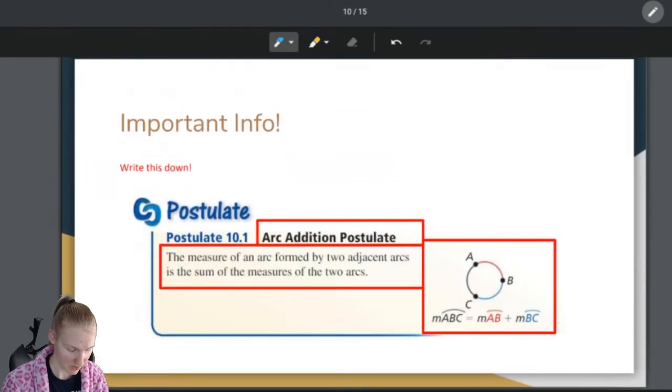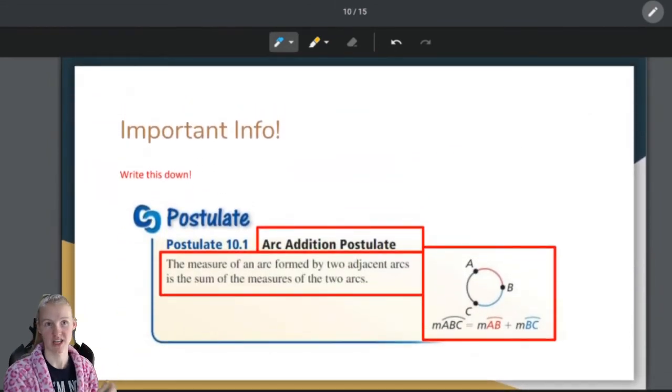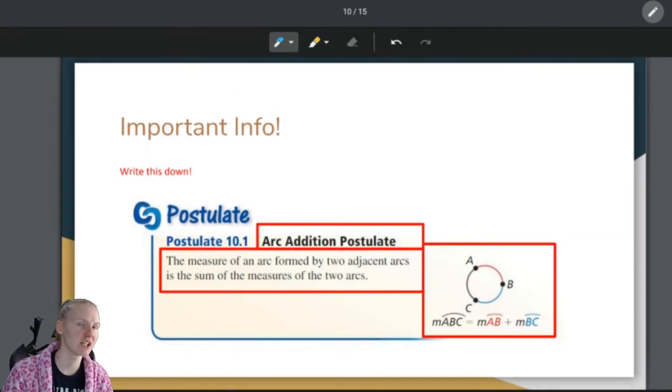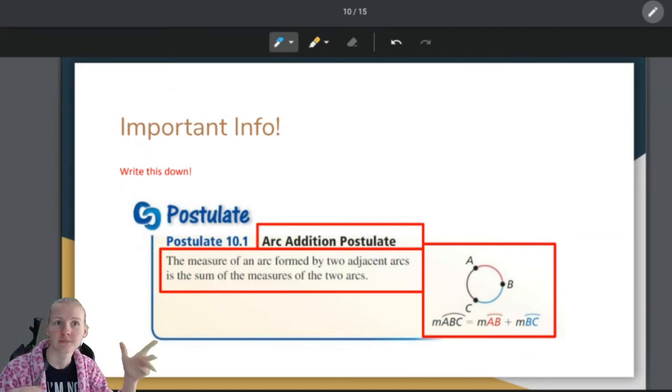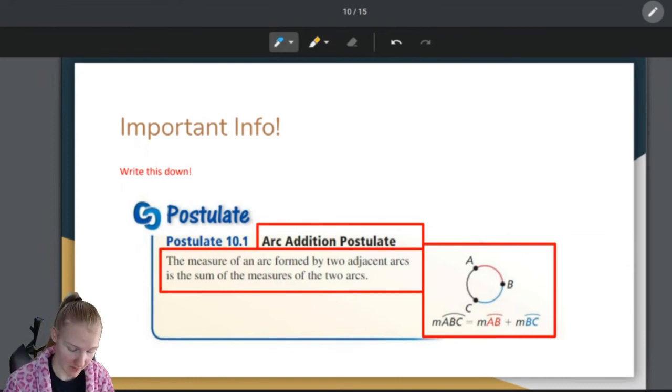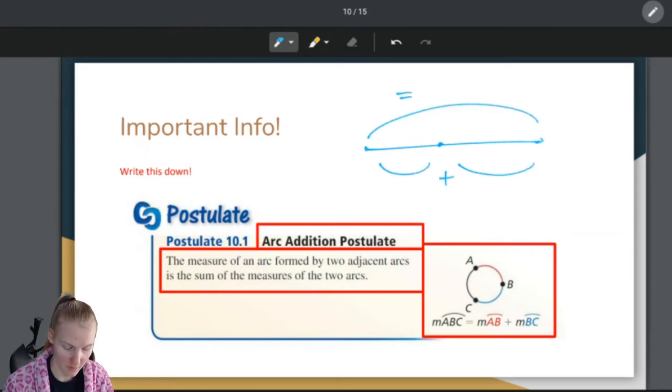Okay. Next, important information. We used this in the last example a little bit, but now we're gonna make it ultra super clear. We are gonna put this in our notes. This is the arc addition postulate. Back in chapter 1, we also looked at the segment addition postulate, and in chapter 2, we looked at the angle addition postulate. So this is a recurring theme: if I have two chunks of something, this chunk and this chunk, they add up to equal the whole chunk. And that's what this is saying.